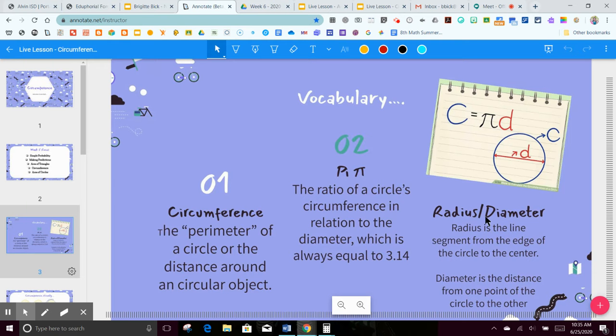Radius and diameter, they both refer to a line segment in the circle. A radius is halfway through the circle, so it goes from the middle to the outside, and diameter is the distance all the way across the circle. So we'll refer to those terms a lot. Diameter is twice the radius. So when you're given one, you're really given both parts.